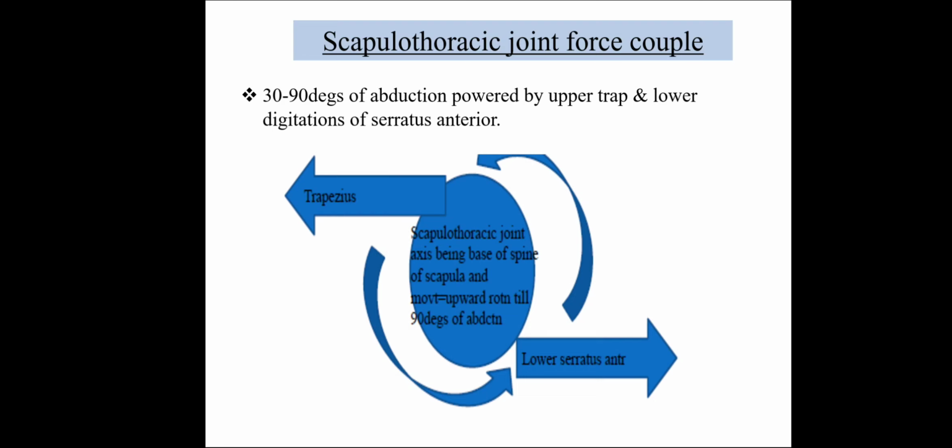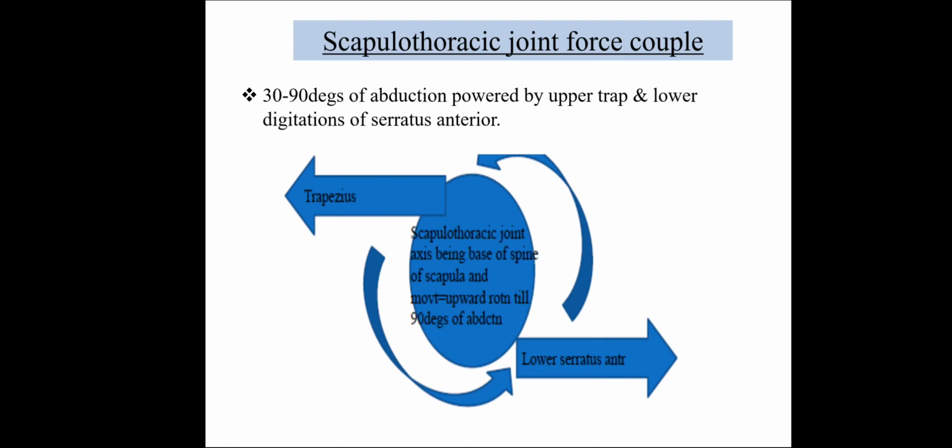Muscles causing upward rotation of the scapula are your trapezius and your serratus anterior. Dividing the upward rotation of the scapula concomitant to the abduction of the glenohumeral joint into two parts, that is your 30 to 90 degree and 90 to 150 degree. So divide it into two parts.